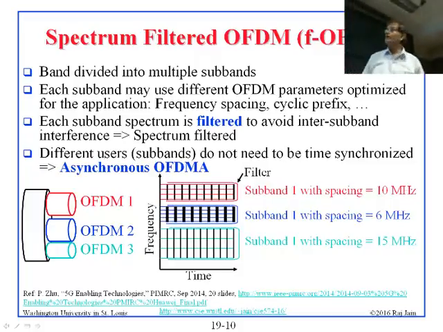Right? So here I have shown an example where this is the whole band available to us, but we do three subbands. The red one uses carrier spacing, which is 10 megahertz, and therefore it has some symbol size. And the second one uses 6 megahertz, and therefore has some different symbol size. And this one uses 15 megahertz, and therefore has some different symbol size. And this is the time axis, this is the frequency axis. So you can see that in the same cell, for the same frequency band, now we are going to have three OFDMA schemes. Now, depending upon where you are located, I can ask you to join the red, blue, or green.